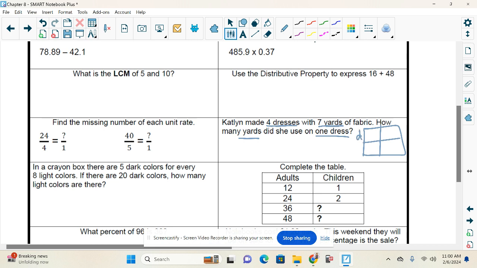I'm comparing dresses. Yes, ma'am. Can you come to the office, please? Yes, ma'am.